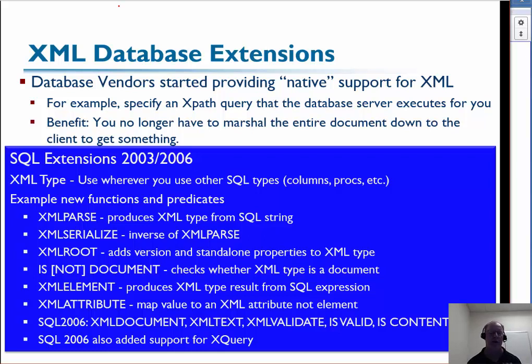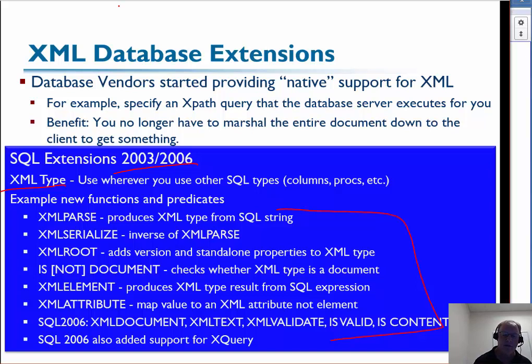So finally, the SQL standard got around to its next extension. We had SQL 92, we had SQL 99. SQL extensions in 2003 and 2006 added some XML things, if you will, to the standard, and you could start using them wherever you use SQL types. Here's just an example of things. So you had the XML type, you had these different operations that would work on them. You could do an XML parse from a SQL string. You could do an XML serialize, the opposite, XML root, ask whether the XML type is a document or not, or just a fragment.